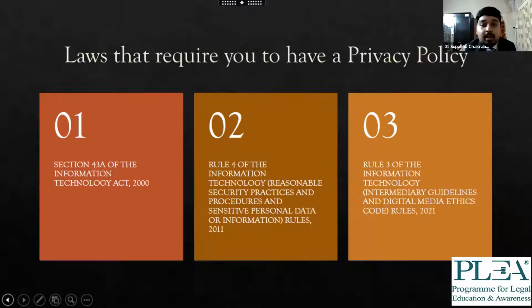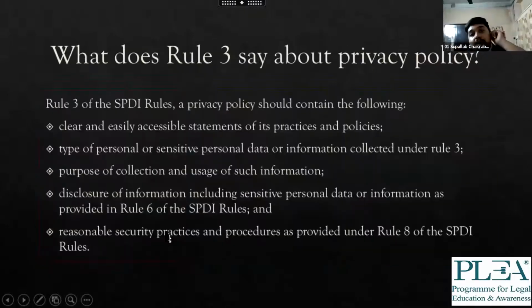Rule number three, the third law, which is very new and will also now require a privacy policy to be in place, especially for intermediaries, that is the Information Technology Intermediary Guidelines and Digital Media Ethics Code Rules 2021, which is very recent and also stipulates the requirement to have a privacy policy in place. So let's move on to the next one.